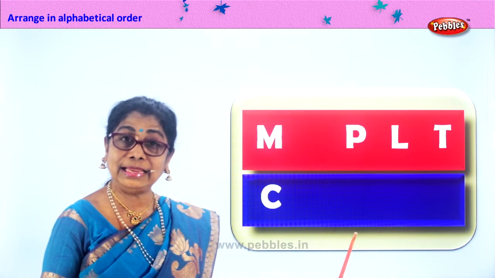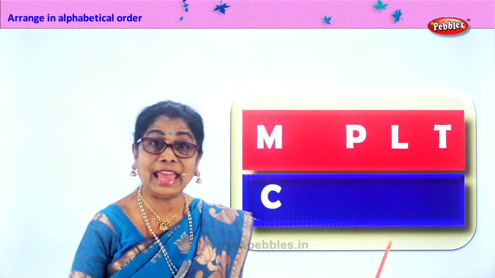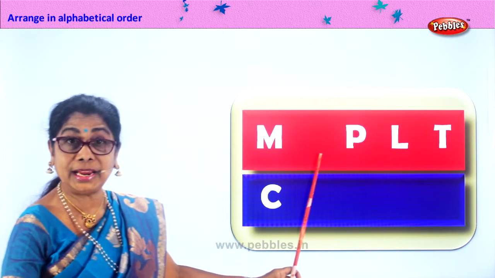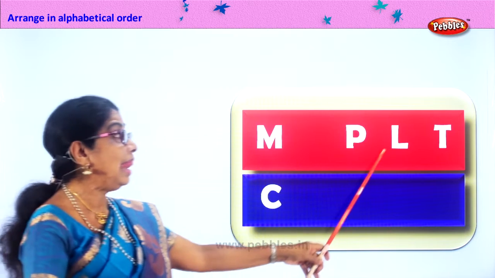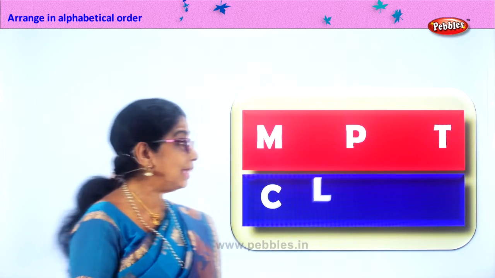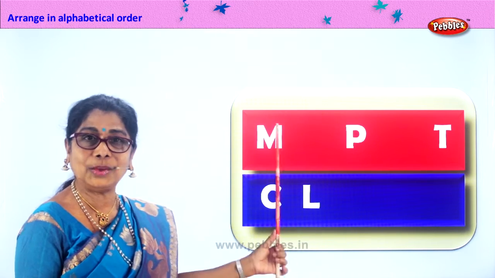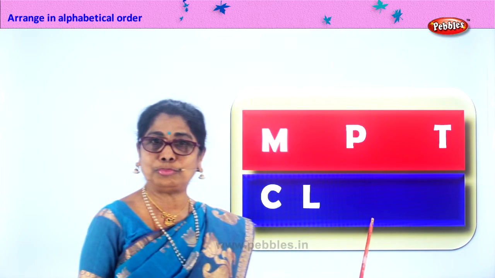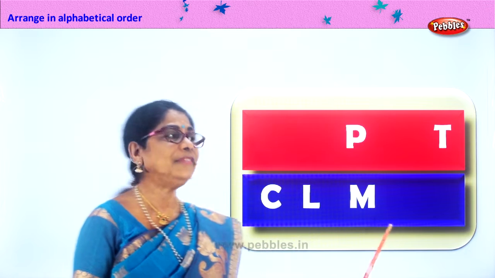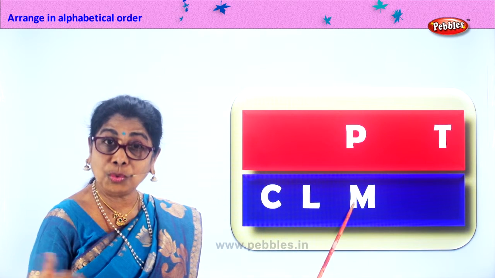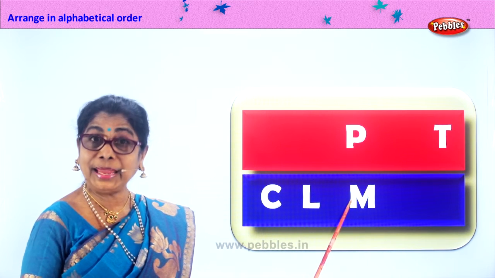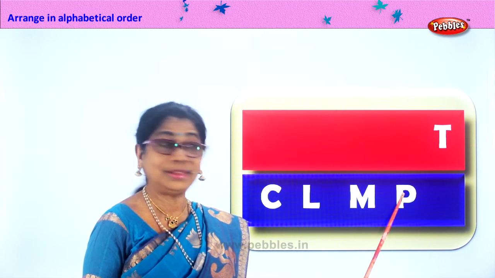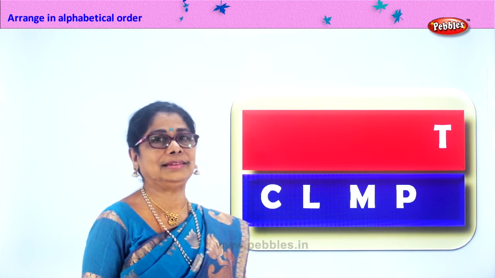After that, D, E, F, G, H, I, J, K, L. Next comes L. So we take the L and put it here. After L, here we have M. Very good. So we take M and put it here. After M, N, go on. O, P. Very good. So when the P comes down here. And then definitely the last letter.